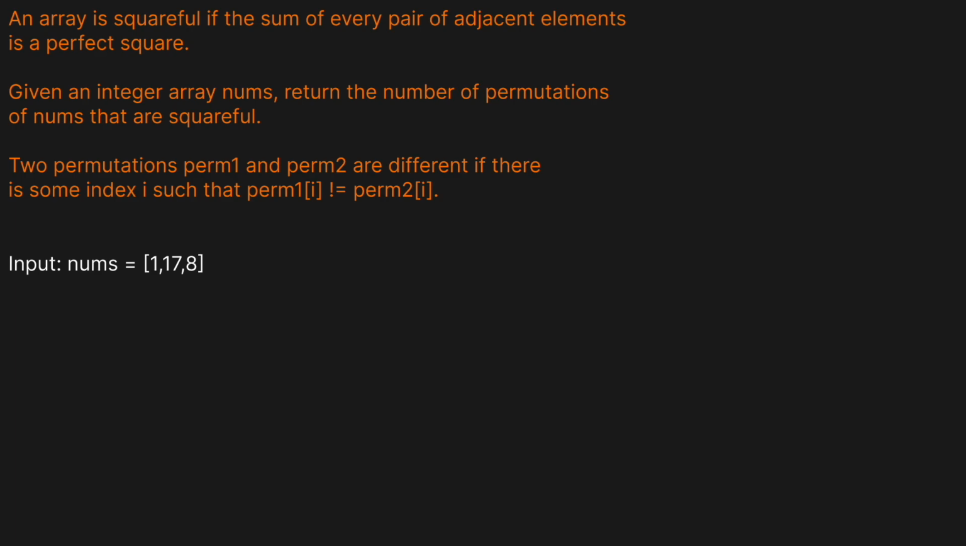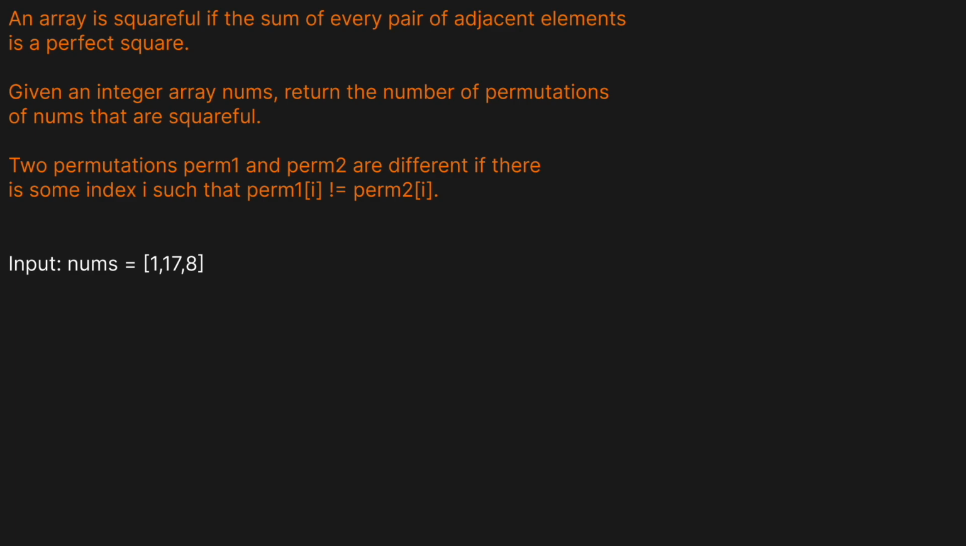Alright, an array is squareful if the sum of every pair of adjacent elements is a perfect square. Given an integer array nums, return the number of permutations of nums that are squareful. Two permutations, permutation 1 and permutation 2, are said to be different if there is some index i such that permutation 1 of i does not equal permutation 2 of i.